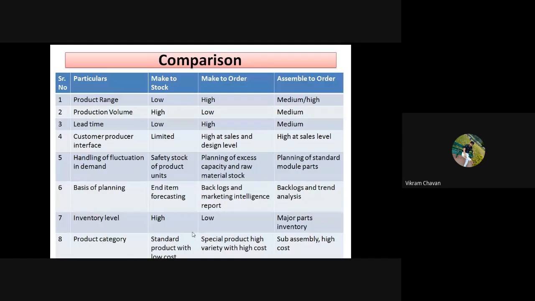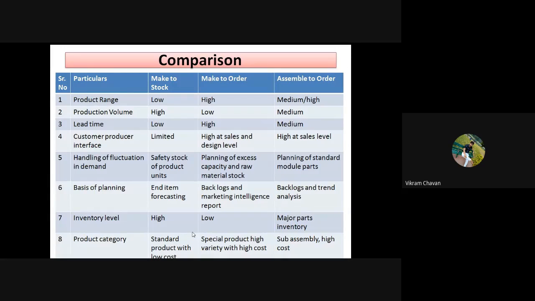Okay, so that product will fulfill the uncertain demand of the market or the customer. Okay, so what does make to order do? Make to order just exceeds its capacity and raw material stock. That's it. Capacity increment is nothing but production capacity or manufacturing capacity. So capacity increment means an increase in labor and an increase in machineries. The make to order type of production will go for the raw material stock.